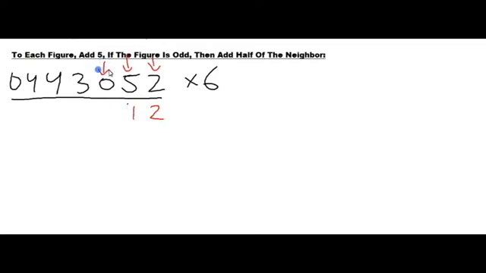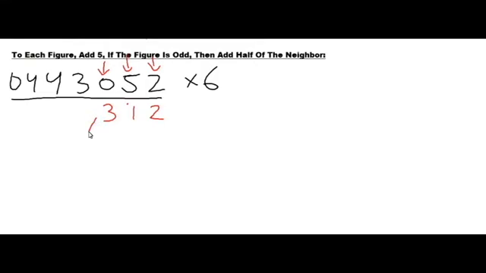Now this is the figure, it's even, no problem. So 0 plus half of 5 is 2, as we know. It is 2.5, but we know that for this technique, we have to make it 2. So 0 plus 2 is 2. We'll put 2 here. 0 plus 2 is 2, plus this dot will make it 3.